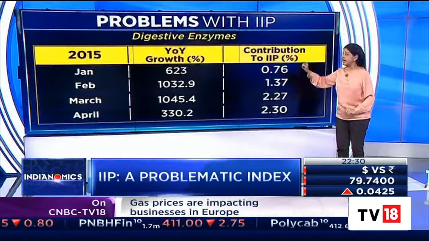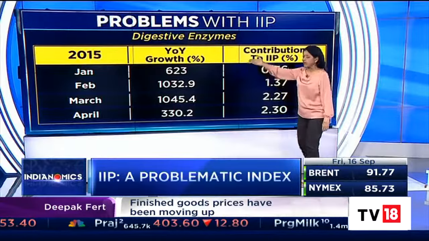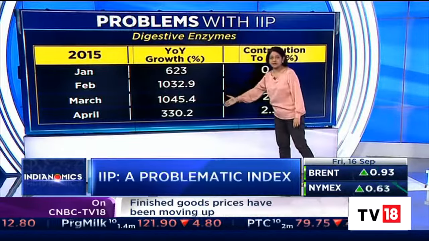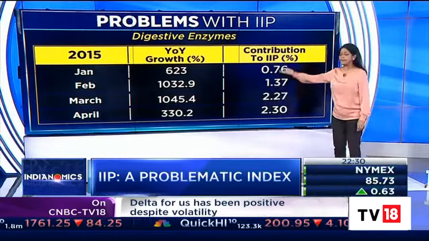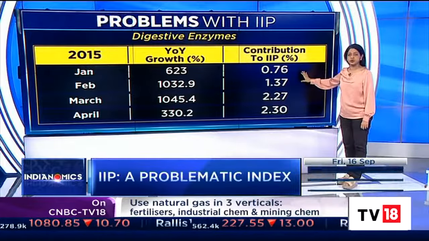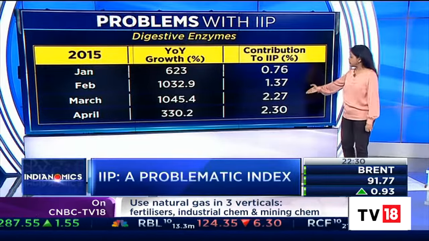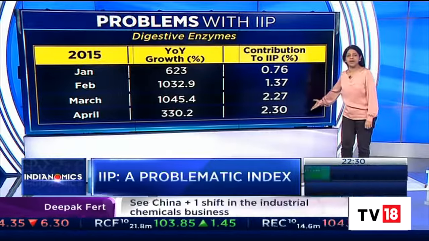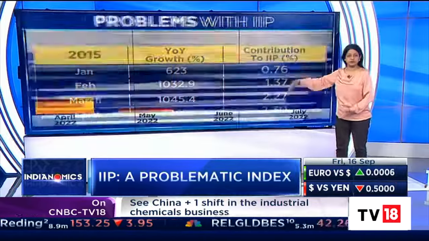First, digestive enzymes. This has a weight of just 0.22 in the index, but look at its growth. In the year 2015, the item has shown over 1,000% levels of growth in practically every month. And although its weight is just 0.22, its contribution to IIP has often gone to between 1 and 2.5% in some months.